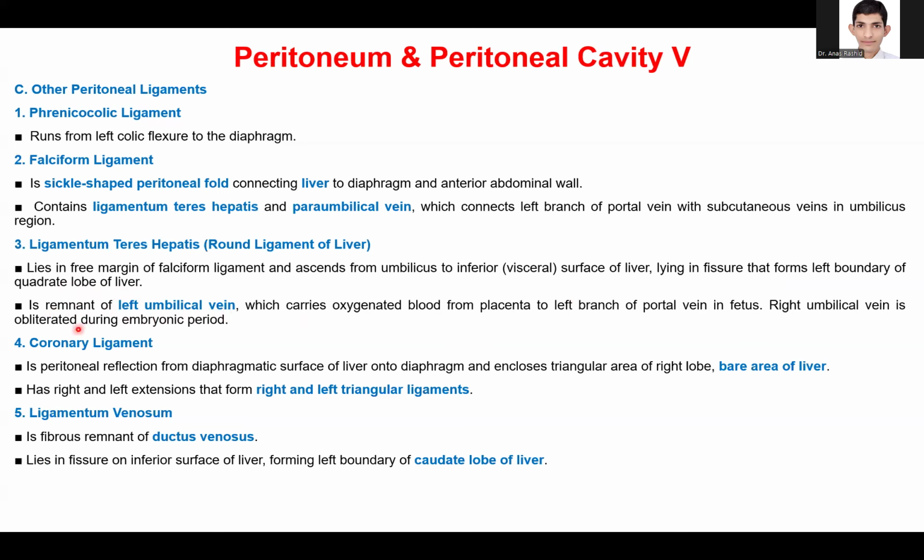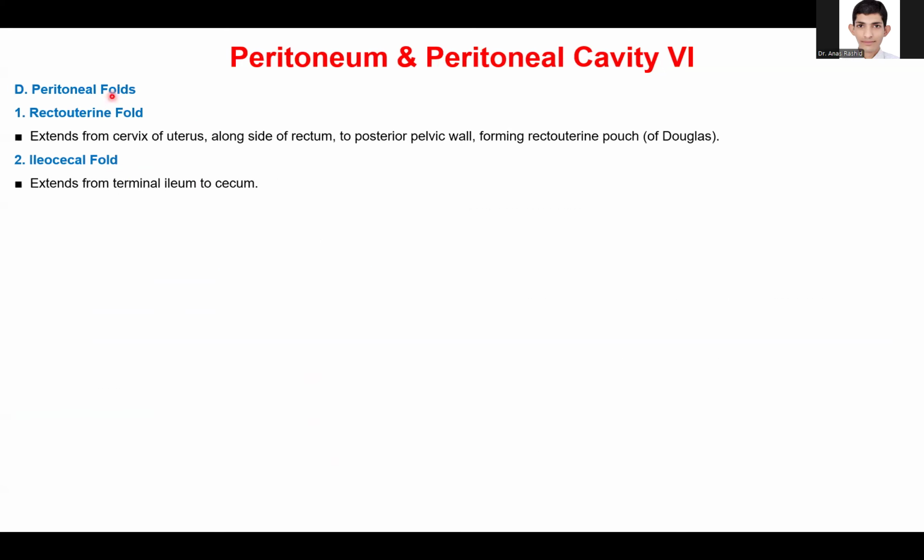The right umbilical vein is obliterated during the embryonic period. Coronary ligament is a peritoneal reflection from the diaphragmatic surface of the liver onto the diaphragm and encloses a triangular area of the right lobe, the bare area of the liver. It has right and left extensions that form the right and left triangular ligaments. Ligamentum venosum is a fibrous remnant of the ductus venosus, lies in a fissure on the inferior surface of the liver, forming the left boundary of the caudate lobe of the liver. Peritoneal folds are the rectouterine fold and ileocecal fold.